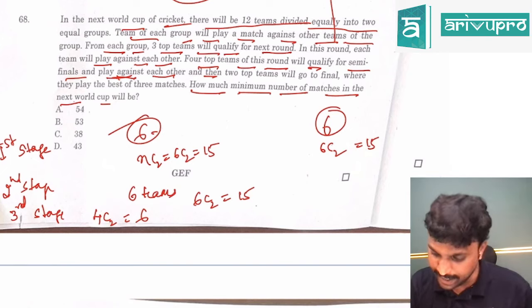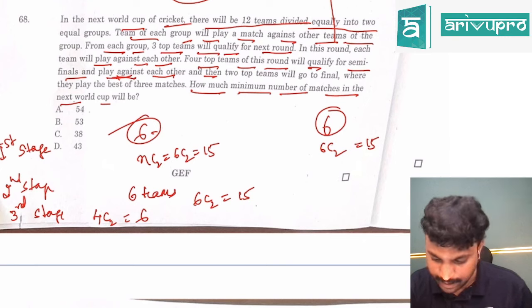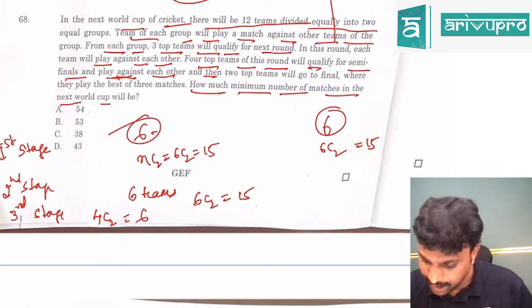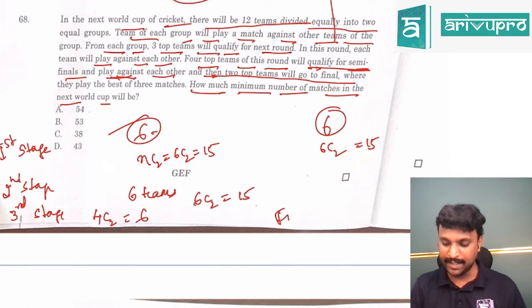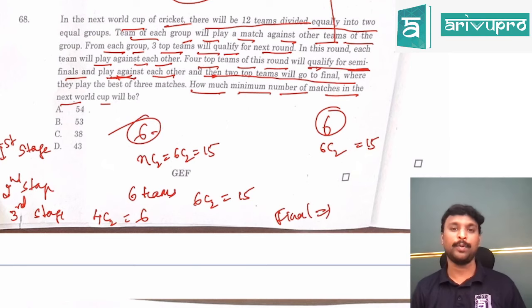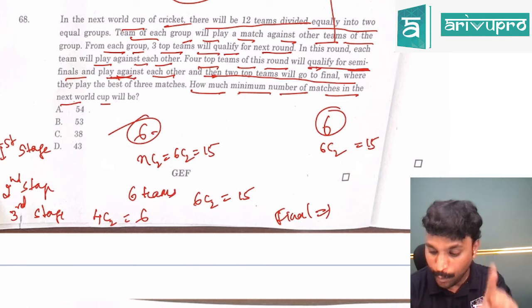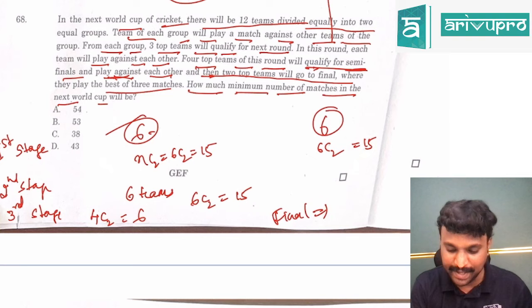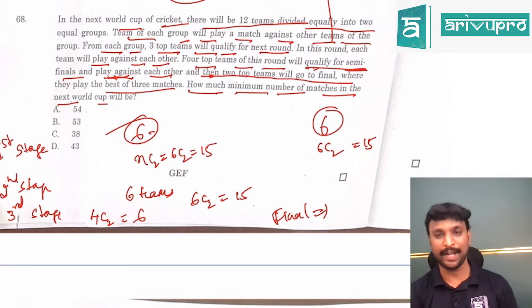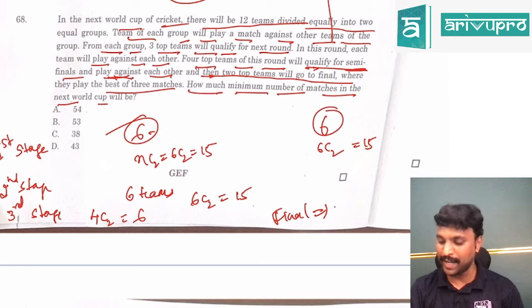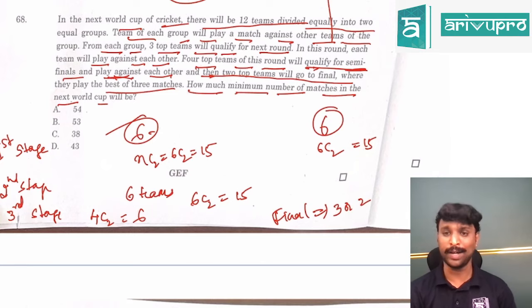Now what they've said, finally, 2 top teams will go to the final. In the final stage, the 2 top teams will play best of 3 matches. Now the question they have asked is how many minimum number of matches. Guys, the final can be of 3 matches or can be of 2 matches. Yes or no? How come 2 matches?